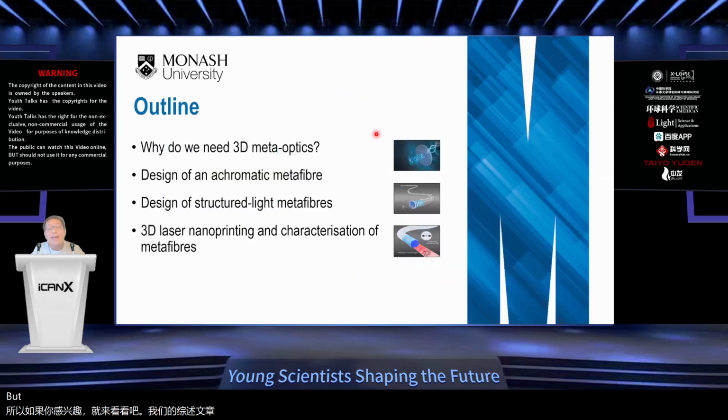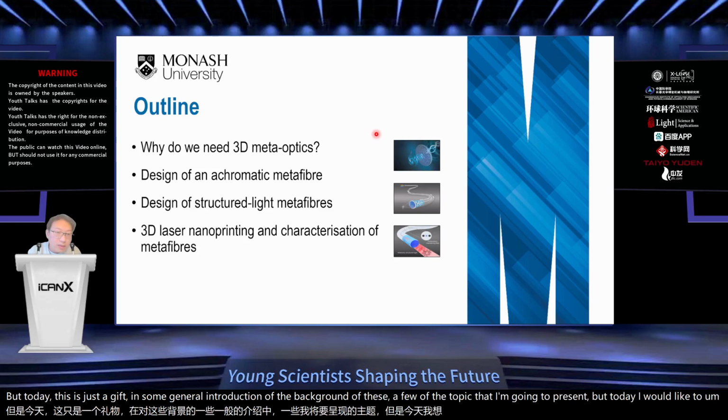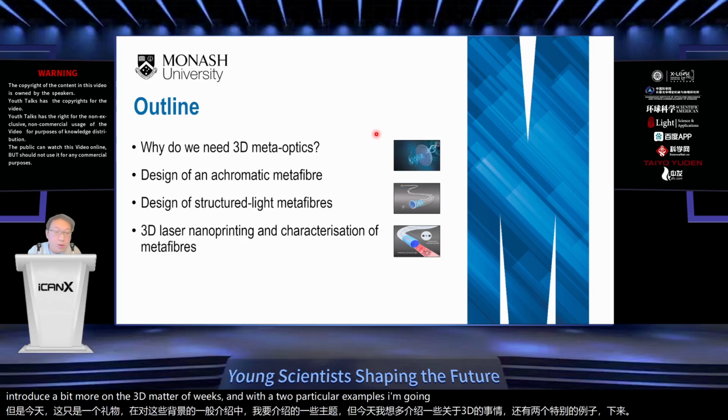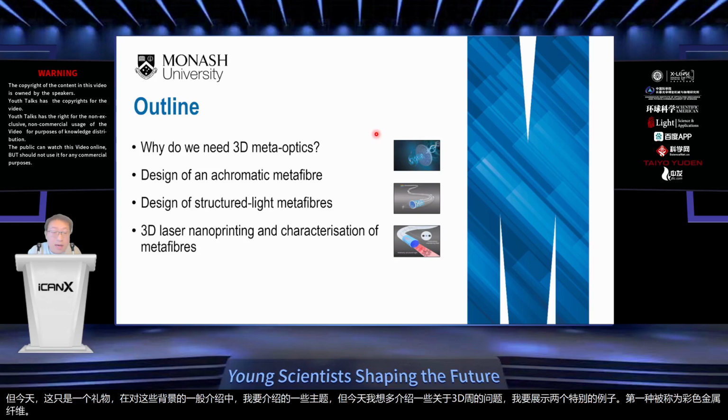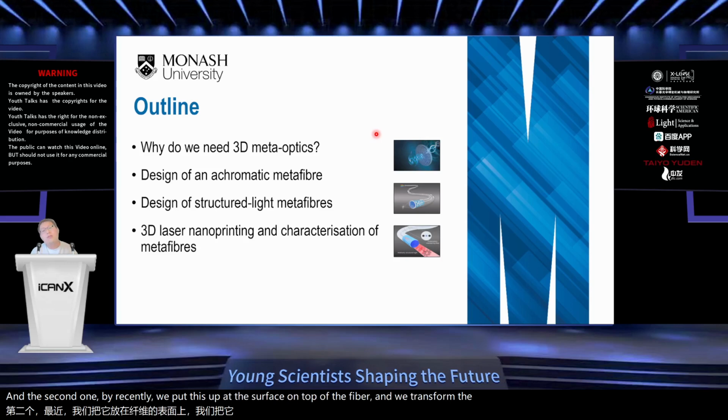But today, this is just giving some general introduction or background of the topic that I'm going to present. Today, I would like to introduce a bit more on 3D meta-optics, with two particular examples that I'm going to show. The first one is called the achromatic metafiber, and the second one, very recently, we put this metasurface on top of the fiber, and we transform the single-mode fiber into arbitrary structured light modes, right?